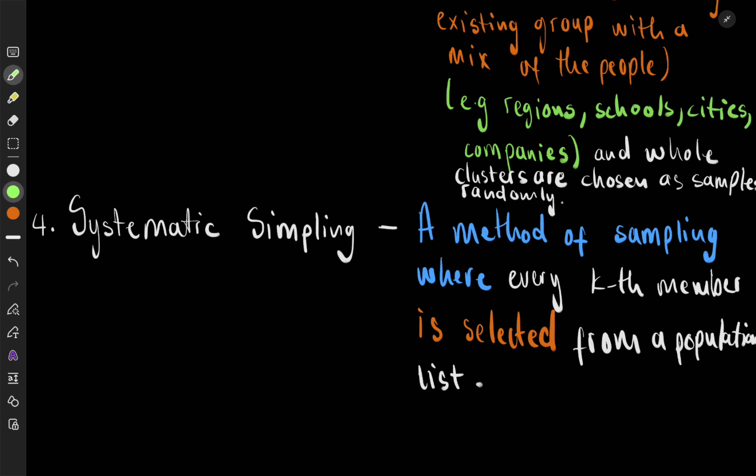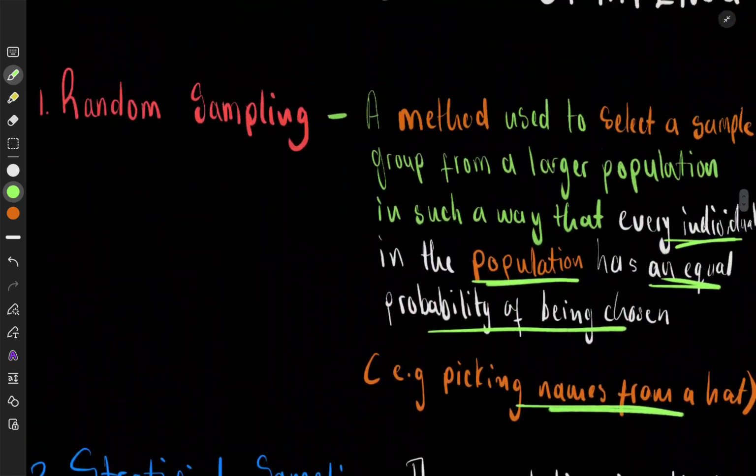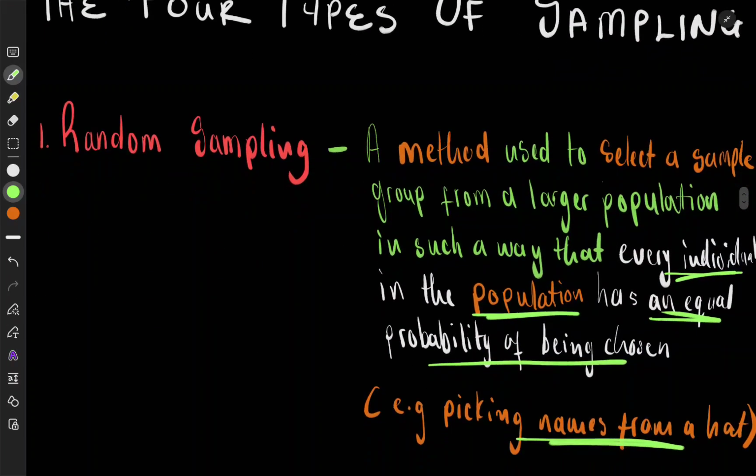So here we are saying, what is systematic sampling? It is a method of sampling where every kth member is chosen from the population list. What you must remember is that for both random and systematic, you are choosing from the whole population. So it is from the population list. This is great, right? You're choosing from the whole population.